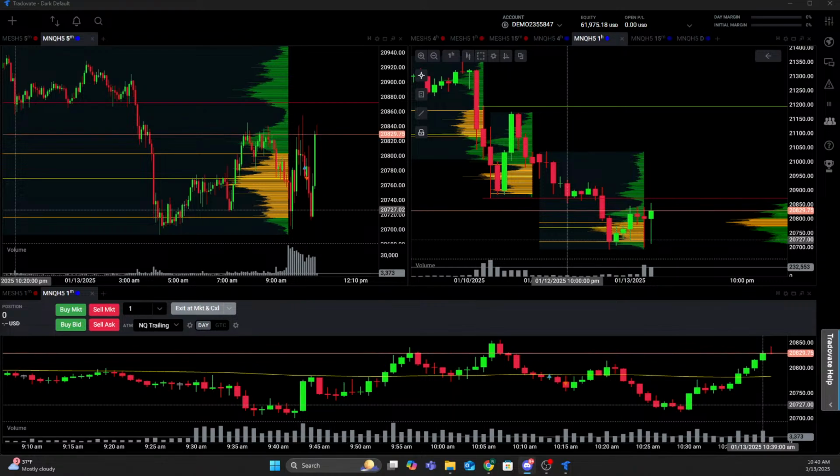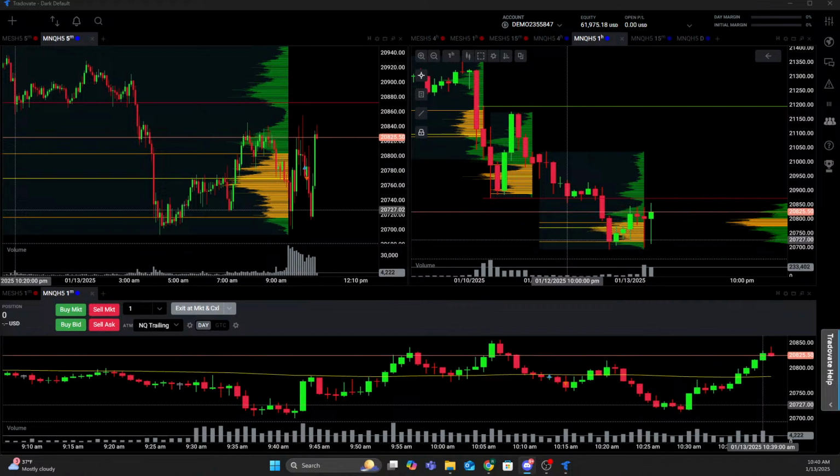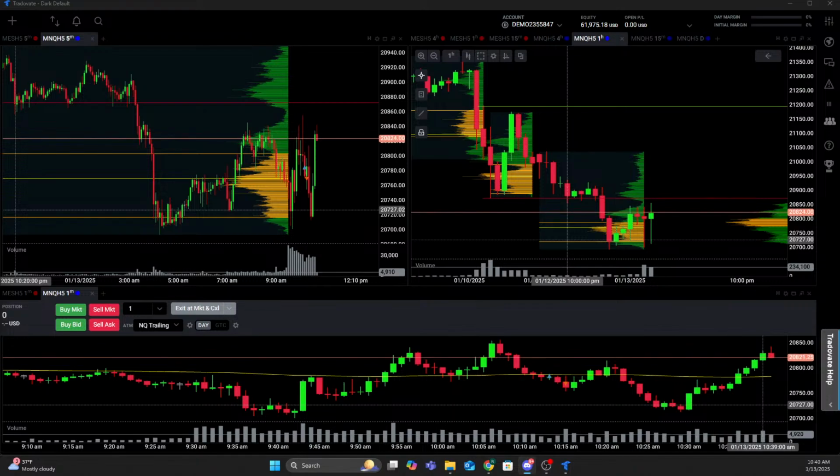I sent a screenshot in the trade chat. That's my 5-minute and then my hourly. But you can see it prints a new volume profile for each session throughout the day or the overnight or whatever. And then the yellow area is the value area. The green is everything besides it.